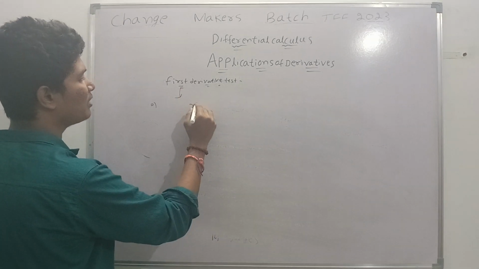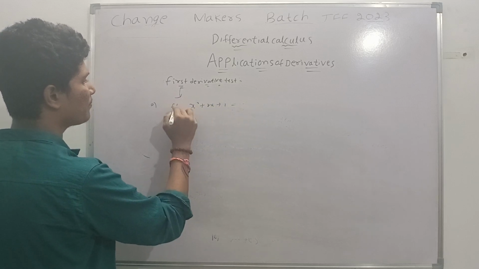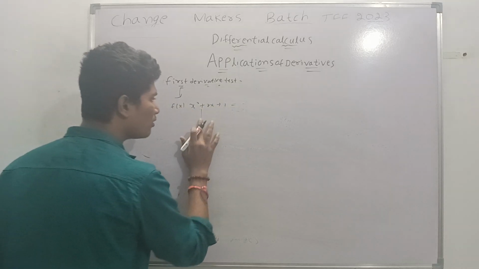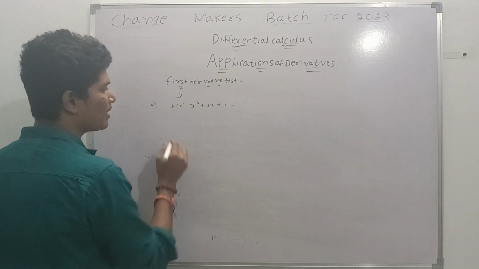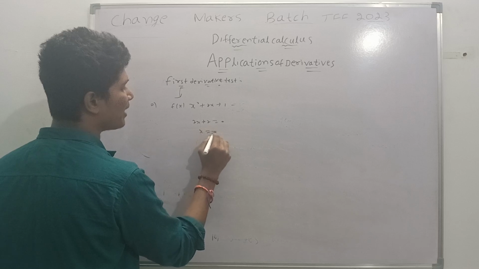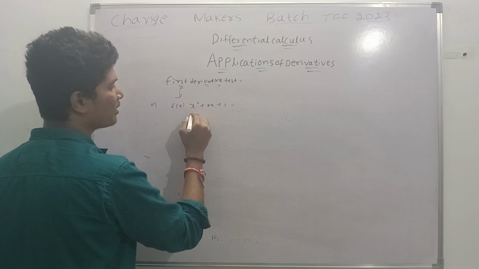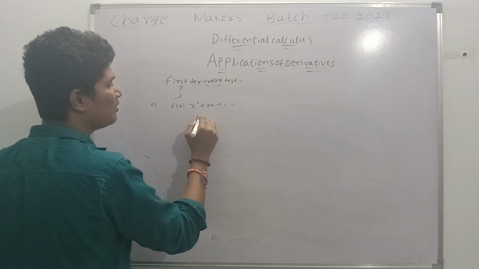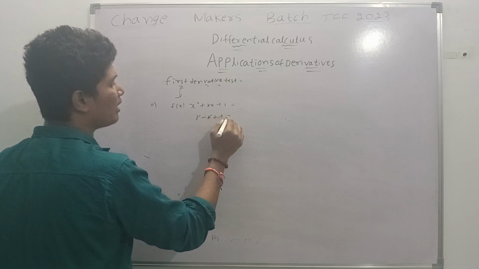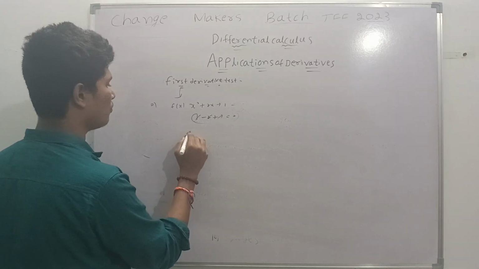Suppose there is a function x square plus 2x plus 1 equal to 0. Suppose this is a function. I want to know about the behavior of this function. So I will differentiate, that is 2x plus 2 equal to 0, x equal to minus 1. I am keeping x equal to minus 1: that is 1 minus 2 plus 1. So the answer is 0. So f dash x is 0.